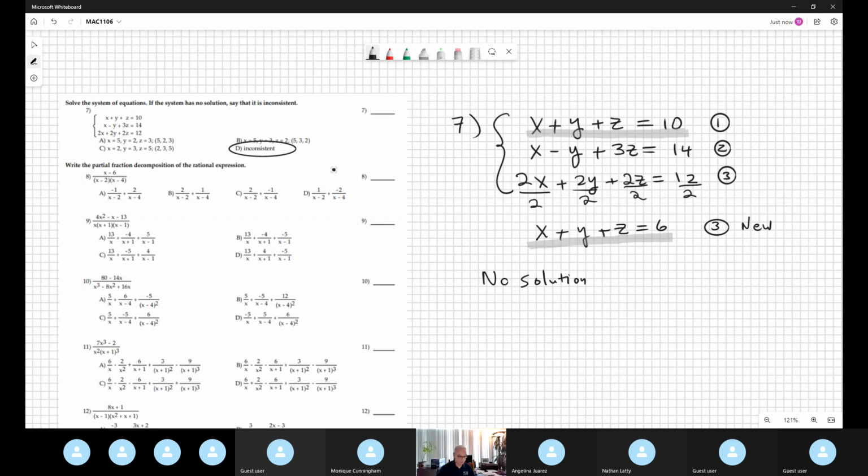Any question? Okay, so I propose now, let's solve some partial fraction decomposition problems. Number 8, number 9, and number 10.